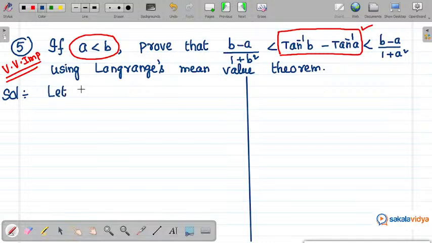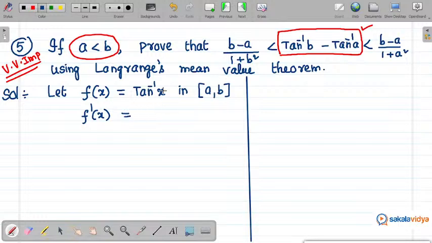So, let f of x equals tan inverse x in the closed interval a, b. Tan inverse x is continuous, and as we are proving this using Lagrange's mean value theorem, it already satisfies all the conditions, so we can proceed directly. First find f dash x. f dash x means the derivative of tan inverse x, a standard result, 1 by 1 plus x square.